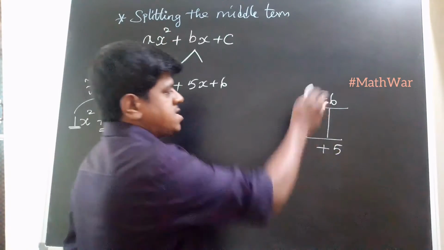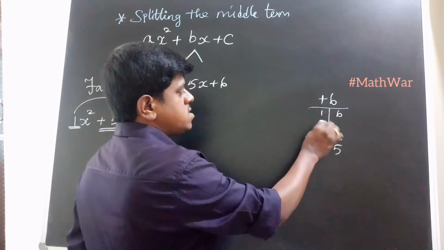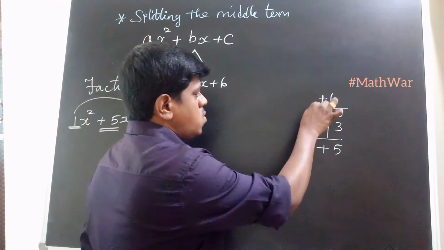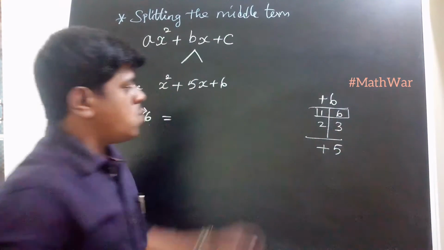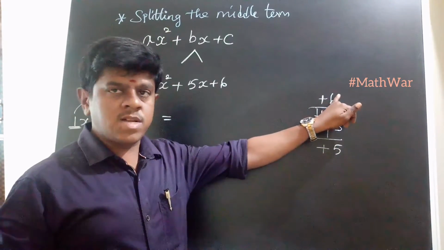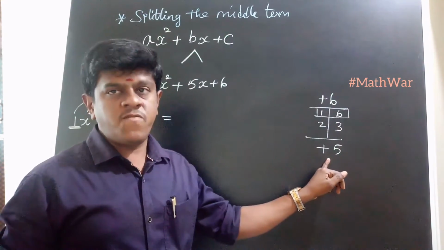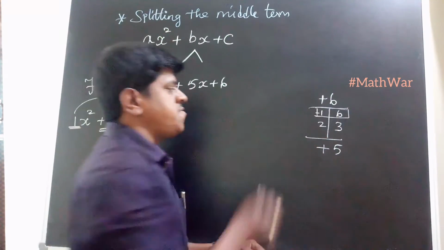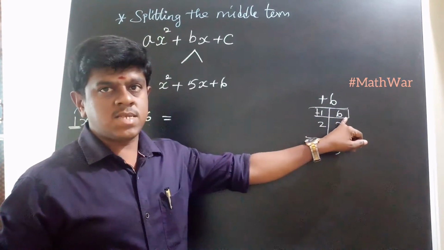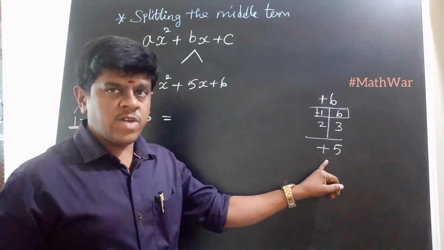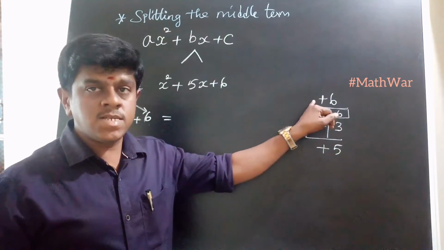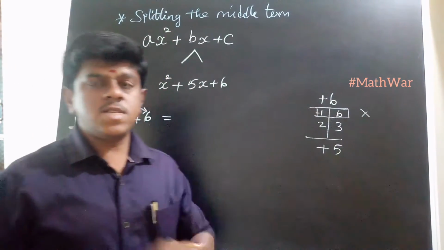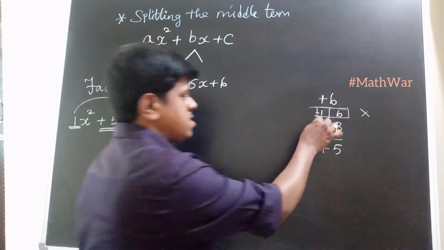Factors of 6 are 1 and 6, 2 and 3. These two pairs will come. Now you can see 1 and 6, if you take, 1 into 6 will give 6, but 1 plus 6 we will not get 5. Even if you put a negative sign, minus 1 plus 6, if you add you will get plus 5, but if you multiply you will get minus 6. So we can't take this term. 1 into 6 we cannot take. We have to go with the next one.